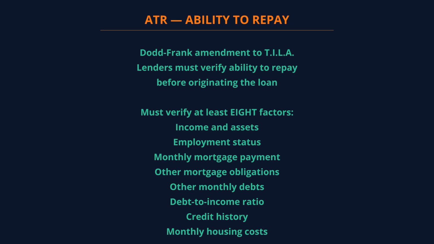The Ability to Repay Rule, ATR, is a Dodd-Frank amendment to TILA, requiring lenders to make a reasonable, good faith determination that the borrower can afford the loan before originating it. The ATR rule requires lenders to verify at least 8 factors: current income and assets, employment status, the monthly mortgage payment, other monthly mortgage obligations, other monthly debts including alimony and child support, the debt-to-income ratio, credit history, and monthly housing costs. Approving a loan based only on a credit score without actually verifying income is a clear ATR violation.